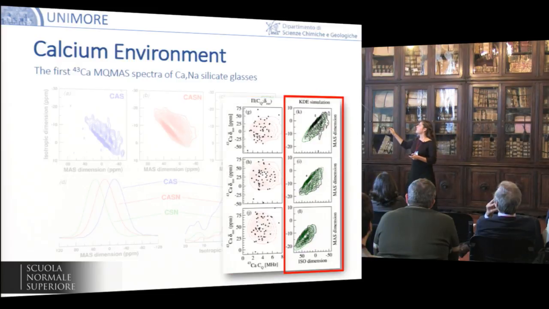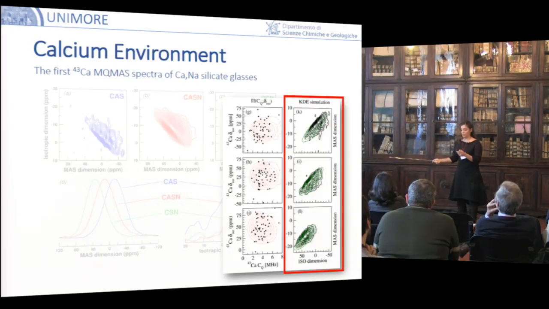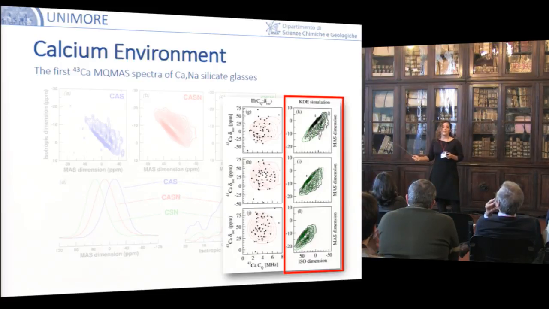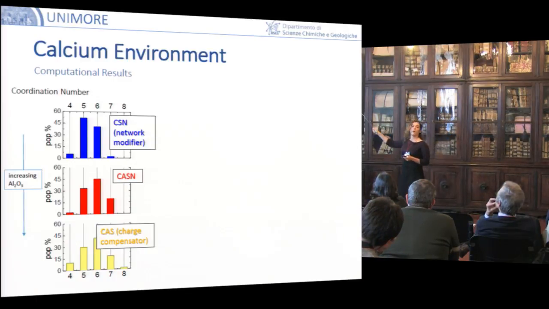Moreover, as you can see here, the black lines are the experimental spectra again. The red lines are the spectra that we simulated starting from this theoretical distribution. And again, the agreement is quite encouraging. Now, knowing that our models are good and sound, we studied the coordination environment of calcium in the three classes.